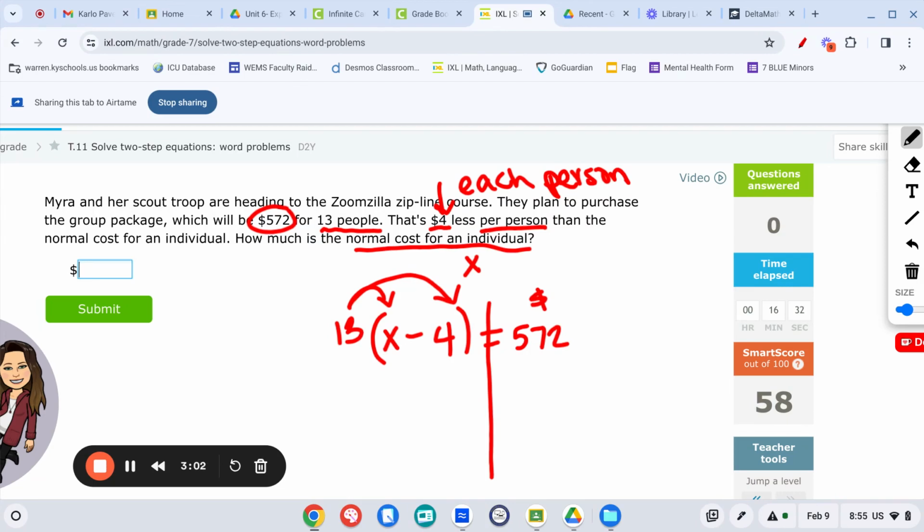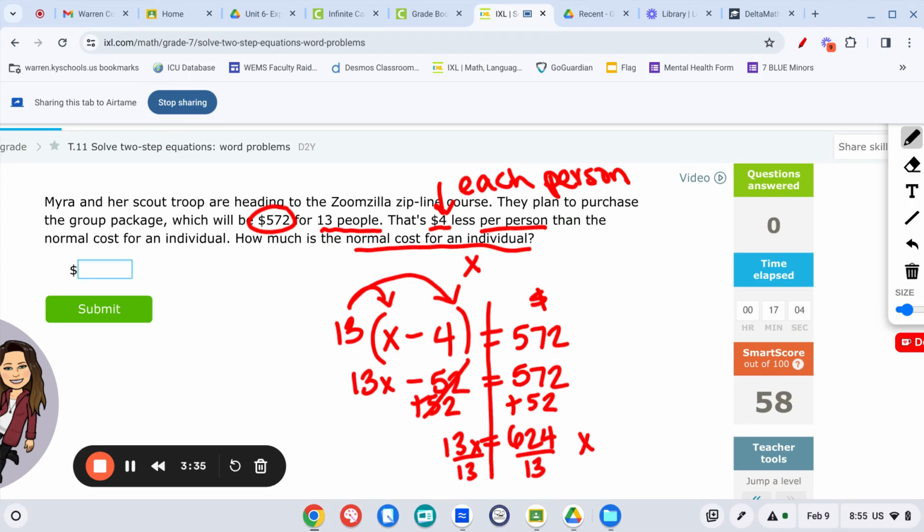You're going to multiply and you'll get 13x, and then 13 times 4 is 52. And then you get 572. You're going to add your 52. And you'll get 13x, and then 572 plus 52 is 624. Divide by your 13. So x would be 48.